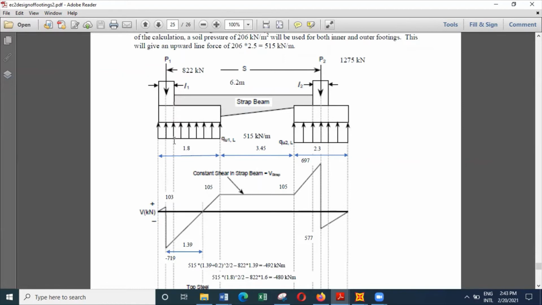719 minus whatever the shear that is acting upwards. So which will be equal to minus 719 plus 515 into 1.6. So you get 105 as the answer. So here you get 105, it does not change. And here again it will start rising up to the center line. And the value at the center line will be 105 plus 515 multiplied by 1.15 meters. Because here you can see 2.3 meters, so half of that is 1.15 meters.